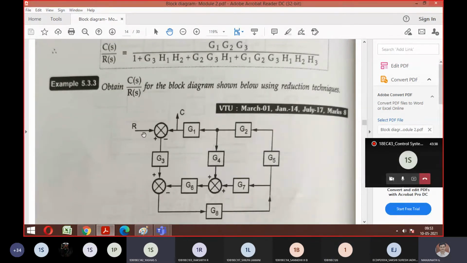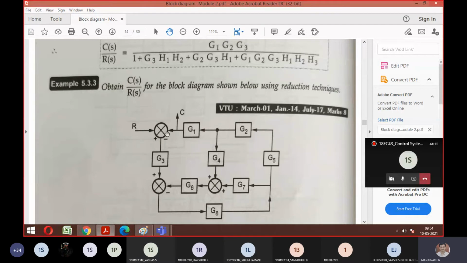This is the path. Let's look at the cursor now. From input, I'm going to G3, then this summing point. I can't go this side because it is entering. So I can go this side only: G8, G5, G2, G1, then comes the output. Can we trace this path as an outer boundary? So that I can make it continuous: from input G3, then summing point, then G8, then G5, then G2, then G1, then the output C.